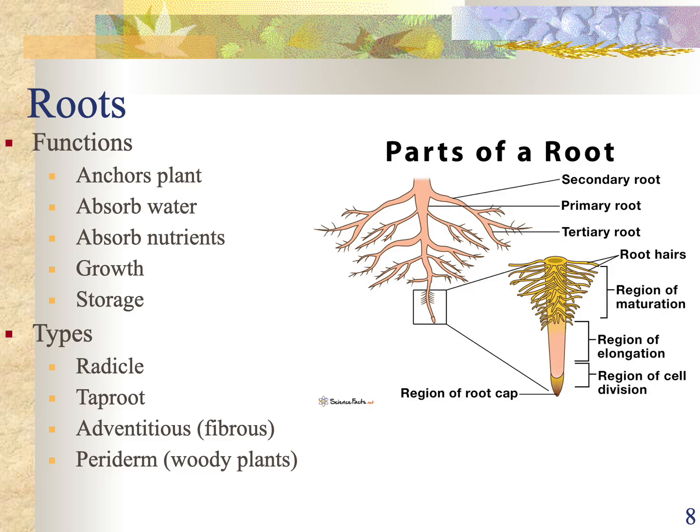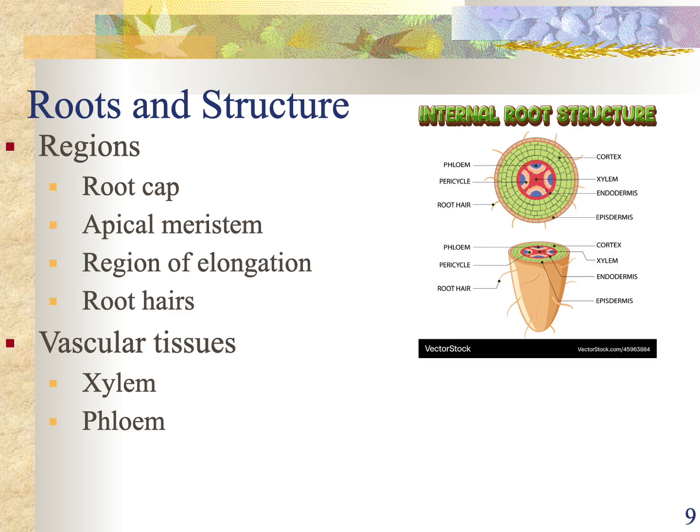Roots function to anchor the plant, absorb water, nutrients. They have areas of growth. Some form storage. The root forms right from the seed, the radicle, and we generally see two types: tap roots and fibrous or adventitious. And in some cases, these can become woody. Root structure at the very tip of the root is the root cap, protecting the apical meristem, the area of growth. Then you have the region of elongation and root hairs coming off of that.